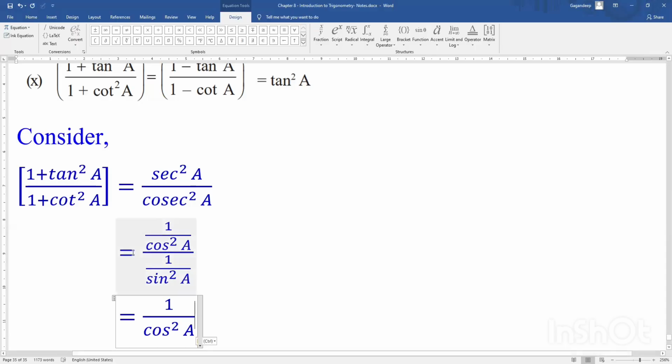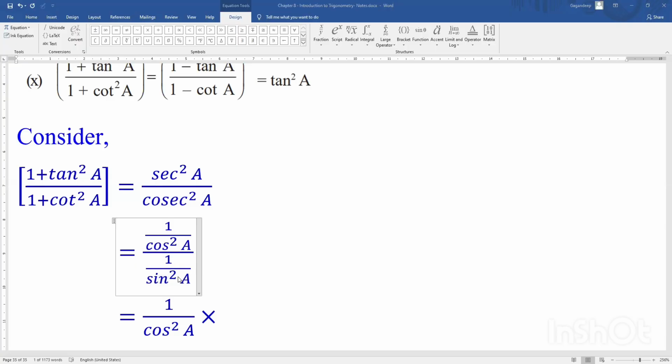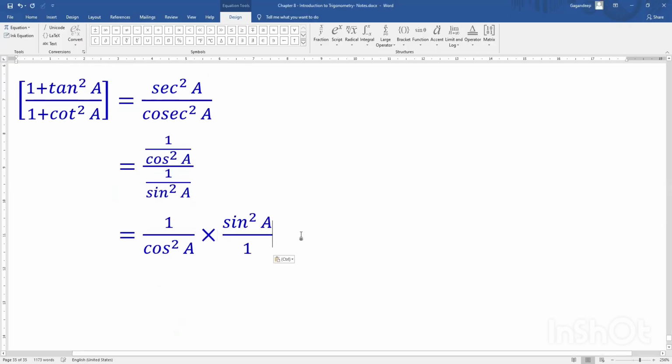Next, this is a division sign. When you have a fraction with a big bar, that is a division sign. This division sign, when changed, becomes multiplication. So you write the multiplication sign and simultaneously take the reciprocal of 1 by sine square A. The reciprocal of 1 by sine square A gives sine square A by 1.